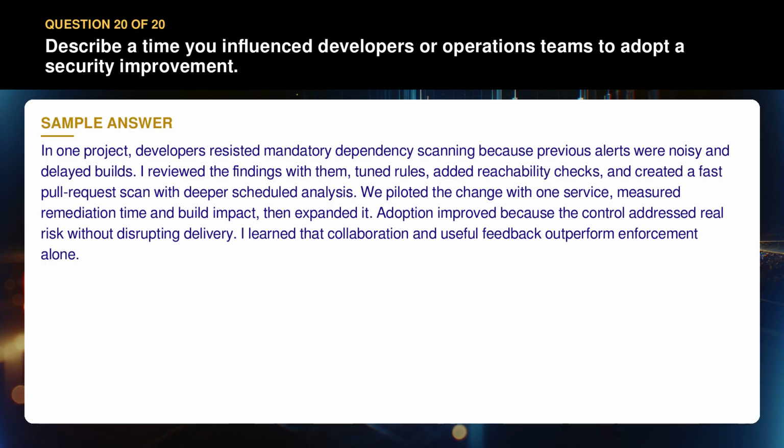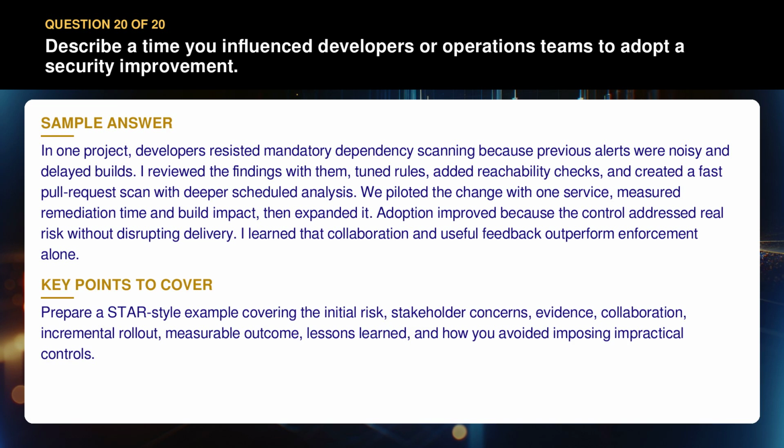In one project, developers resisted mandatory dependency scanning because previous alerts were noisy and delayed builds. I reviewed the findings with them, tuned rules, added reachability checks, and created a fast pull request scan with deeper scheduled analysis. We piloted the change with one service, measured remediation time and build impact, then expanded it. Adoption improved because the control addressed real risk without disrupting delivery. I learned that collaboration and useful feedback outperform enforcement alone.